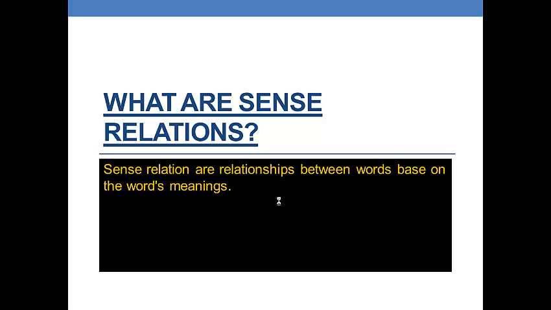Sense means that it's linguistic, it's focused on the words, and relation means that we're talking about connecting or linking to something that is closely combined together. So in that definition of sense relation, it said that it is the relationship between words based on a word's meaning.